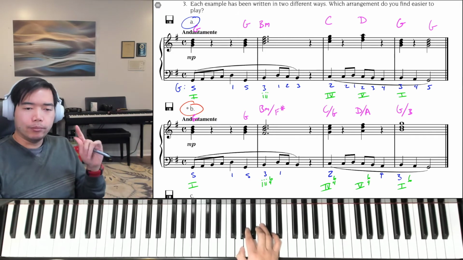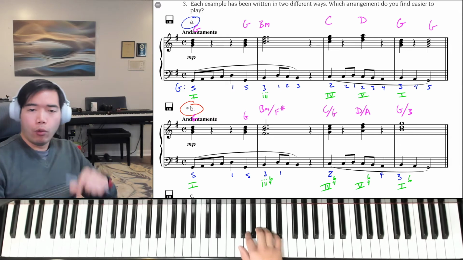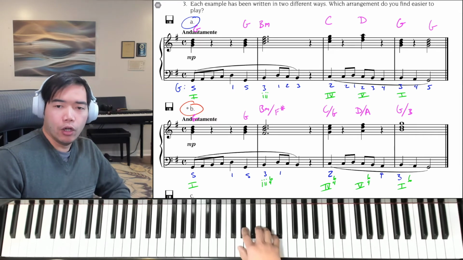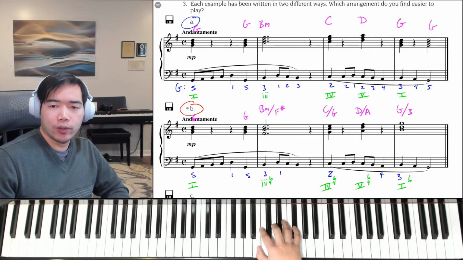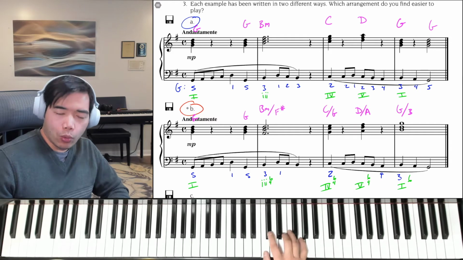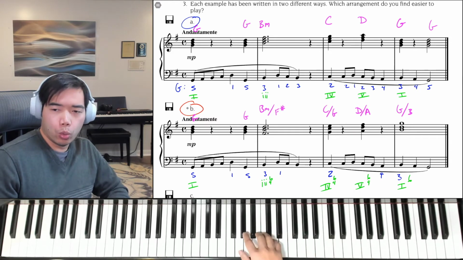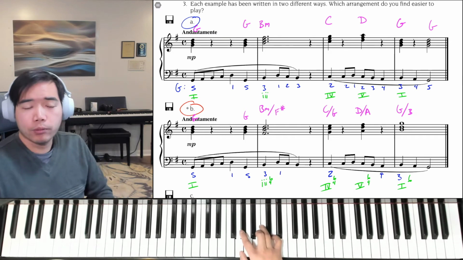Let's try this in time. 1, 2, 3, 4. 1, 2, 3, 4. 1, 2, 3, 4.